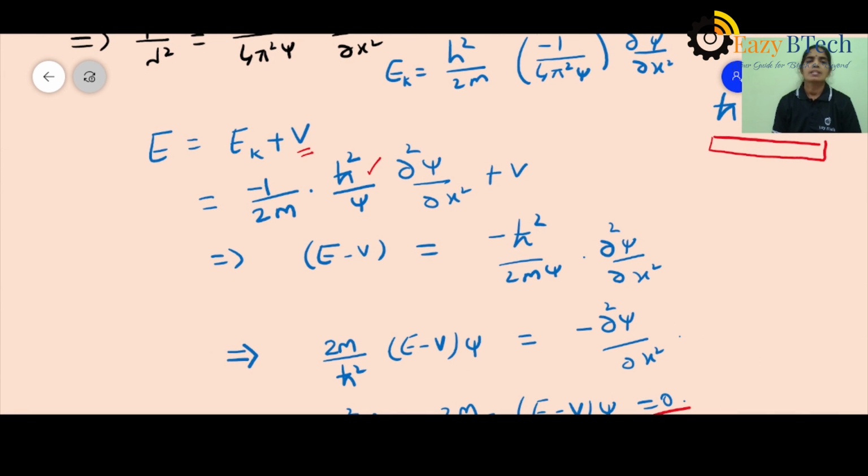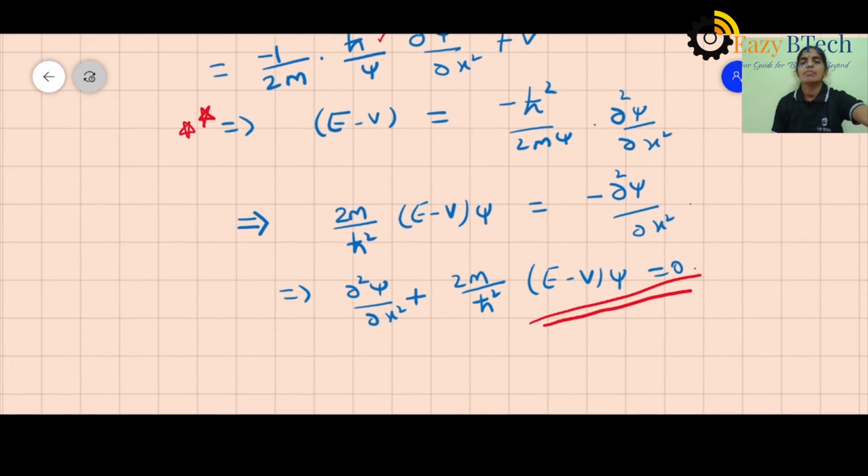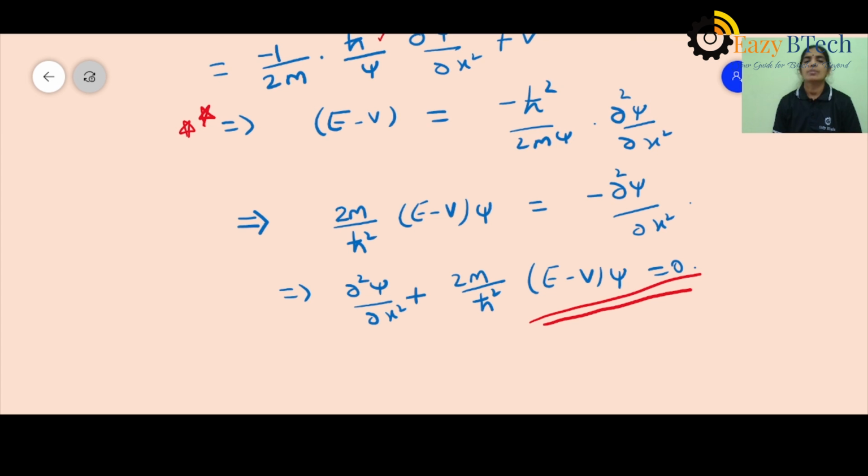Now in this expression, this is the step once again generally made mistake by students. Take your plus V onto the other side, then focus on 2m by h cross square only onto the other side. Then you will be having your final expression as dou square psi by dou x square plus 2m by h cross square into E minus V psi of x equal to 0.